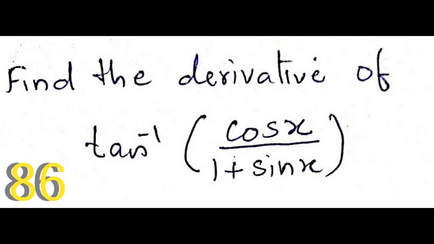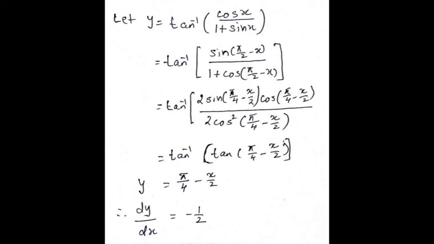Find the derivative of tan inverse cos x divided by 1 plus sin x. Cos x is equal to sin pi by 2 minus x and sin x is equal to cos pi by 2 minus x. And sin pi by 2 minus x can be written as 2 sin pi by 4 minus x by 2 and cos pi by 4 minus x by 2. And 1 plus cos pi by 2 minus x can be written as 2 cos square pi by 4 minus x by 2. And finally we get tan inverse tan pi by 4 minus x by 2, which is equal to pi by 4 minus x by 2, and the derivative is minus half.